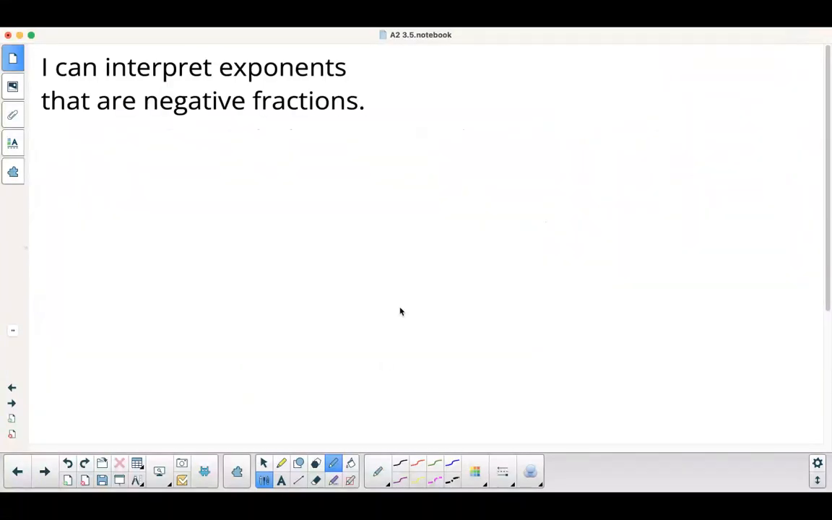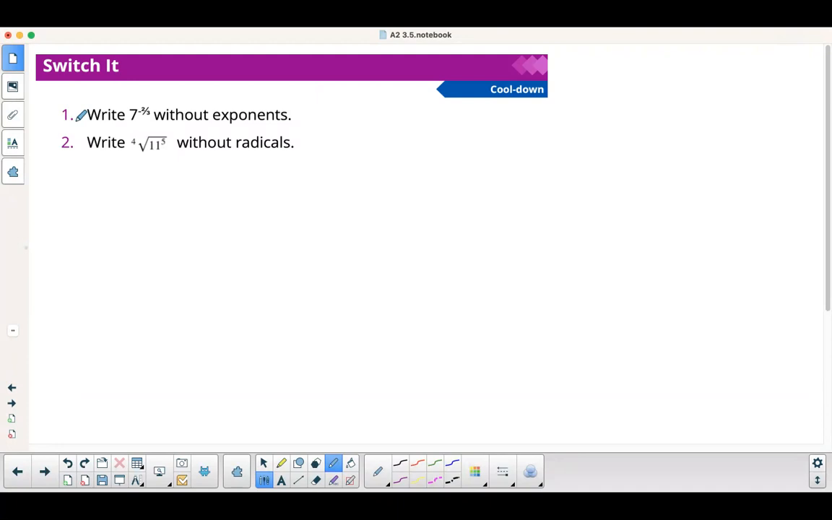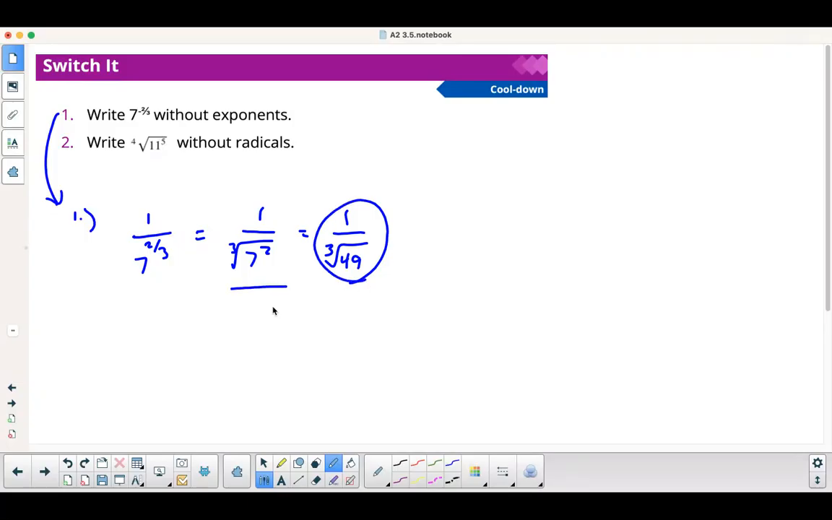All right, so we did a lot there. I can interpret exponents that are negative fractions. I would say we're pretty good at that. So cool down: write 7 to the negative 2/3 without exponents. So for 1, 1 over 7 to the positive 2/3 gets rid of the negative. And then I need 1 over 7 squared cubed root. Or I guess we could say 1 over cubed root of 49. Either one of these is fine.